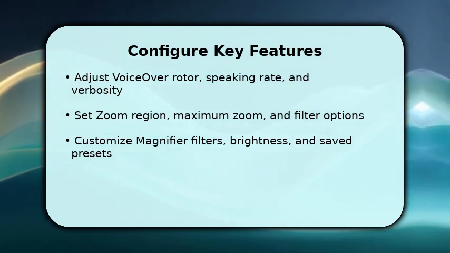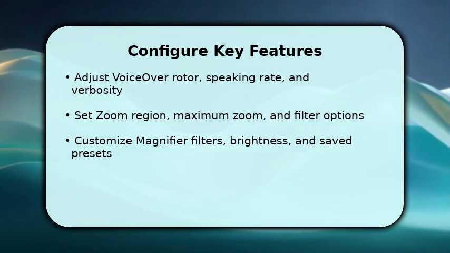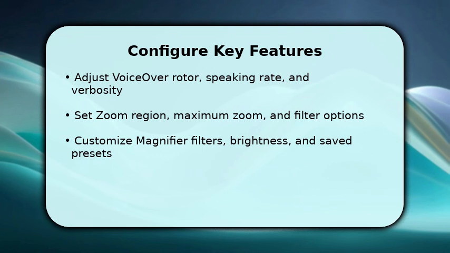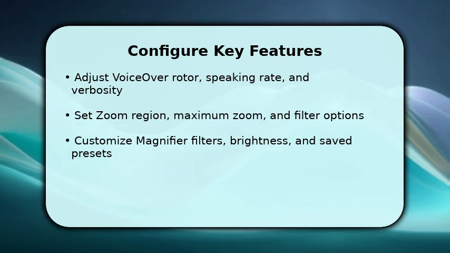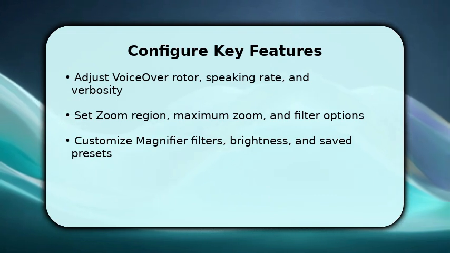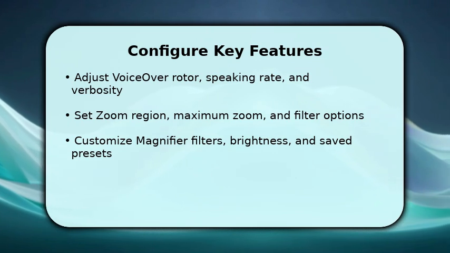Once done, open Zoom settings to set maximum zoom, zoom region, and any filter or display accommodations so magnified content remains clear. Then configure magnifier filters, brightness, and save a preset for commonly used lighting. Make sure to practice each feature briefly so muscle memory forms for the controls and gestures.